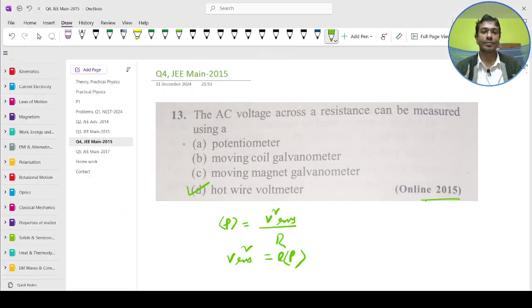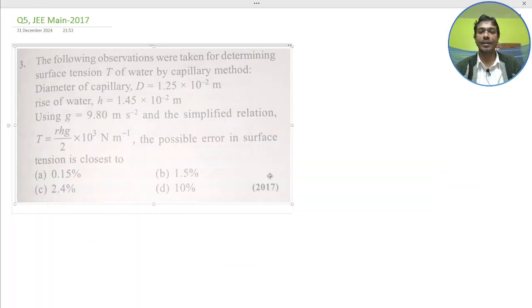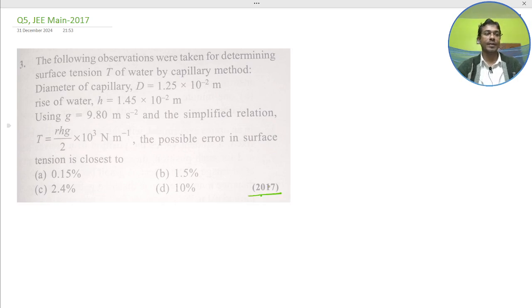Next one, that's coming in JEE NEET 2017, saying that the following observations were taken for determining surface tension T of water by capillary method, given D and H and G, and you have to simplify this relation T equal to RGH by 2 into 10 to the power 3 Newton per meter. The possible error in the surface tension would be what? Possible error in the surface tension means you have to find del T by T into 100.